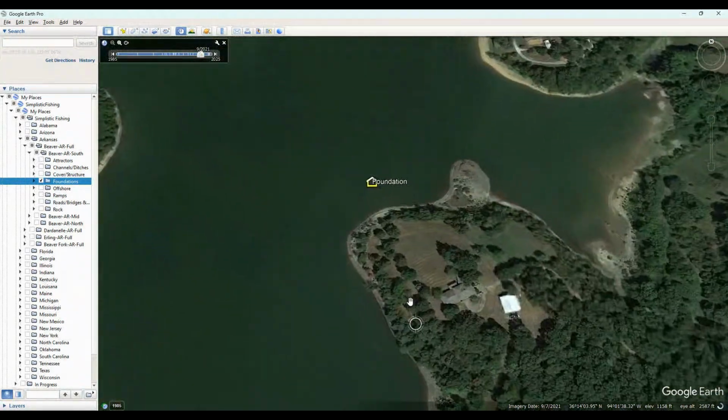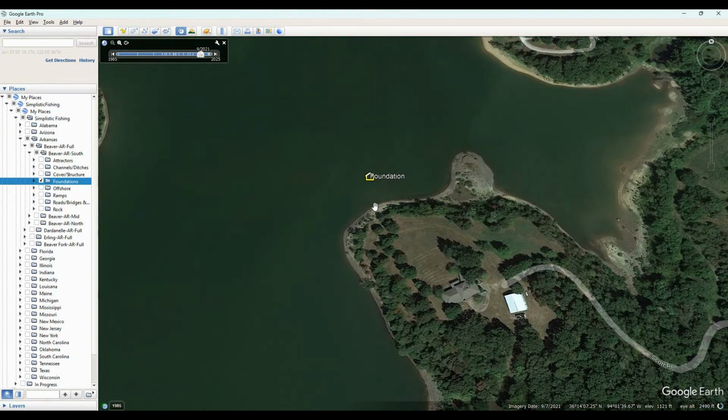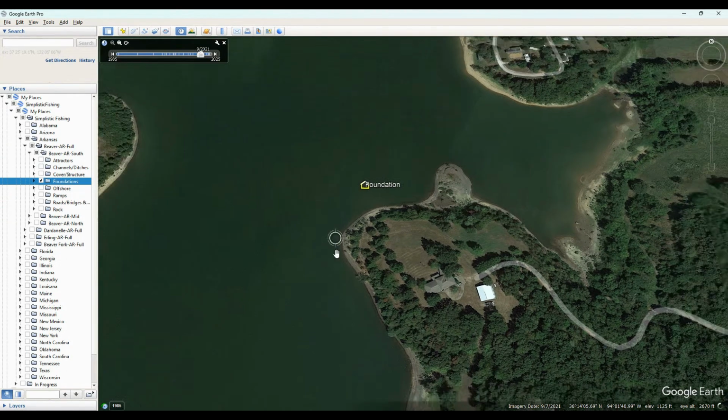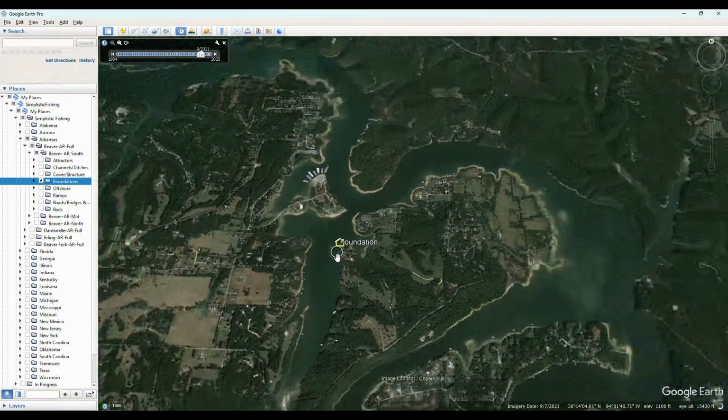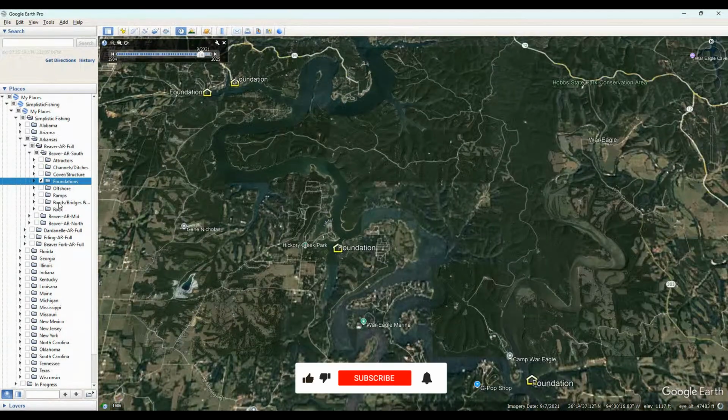And really, we found the foundations either by coming out here and pulling the water down and seeing the foundation when the water was down, or we went out, which you'll see here in a minute when we talk about the offshore stuff, and used Navionics mapping to actually find some of this offshore stuff. So these foundations, don't leave them out. They can be really, really good spots.